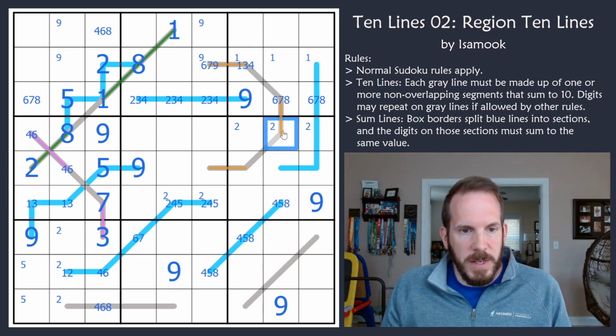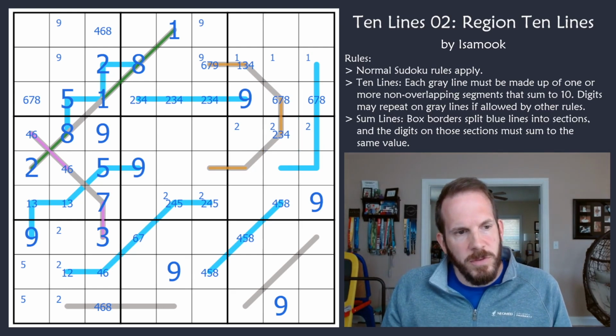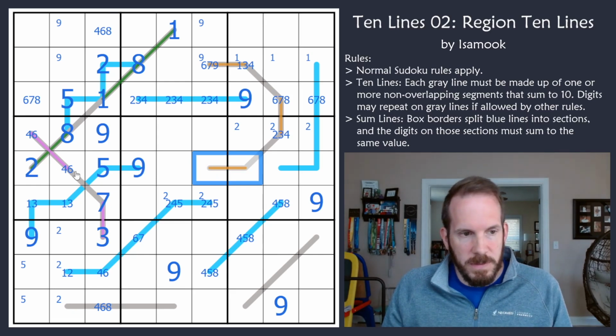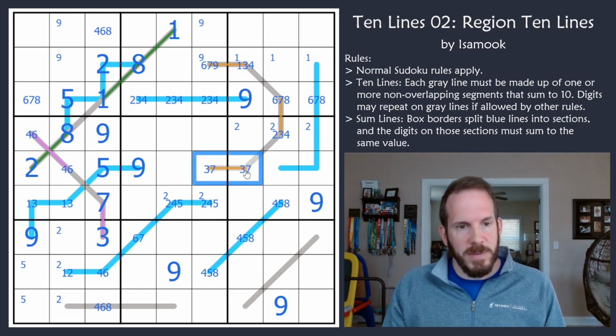So this 6, 7, 8 makes this 2, 3, or 4, which annoyingly works. And this 2-cell can't be 1, 9, or 2, 8, or 4, 6, because if it was 4, 6, it would take this out. That's cool. So this is a 3, 7 pair.